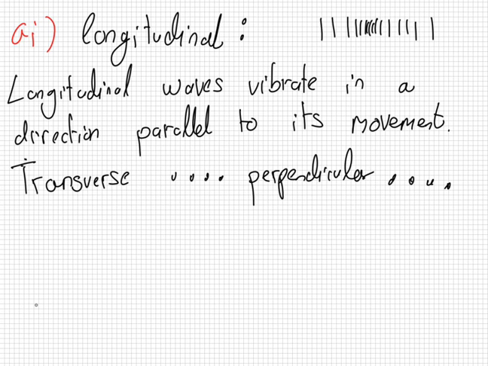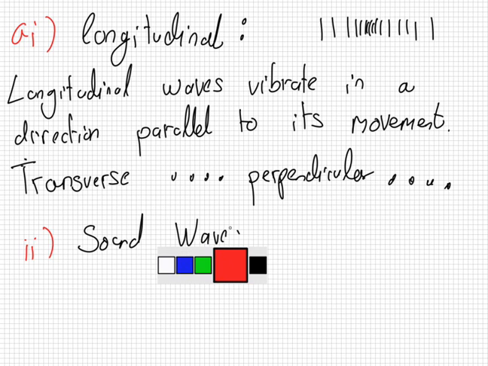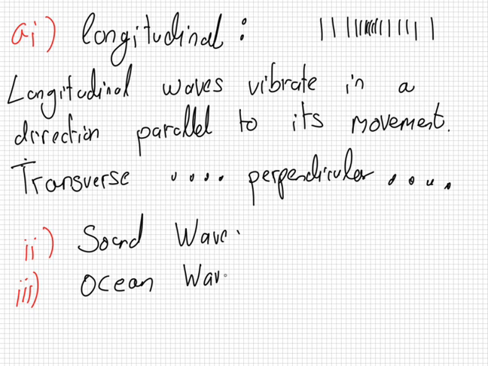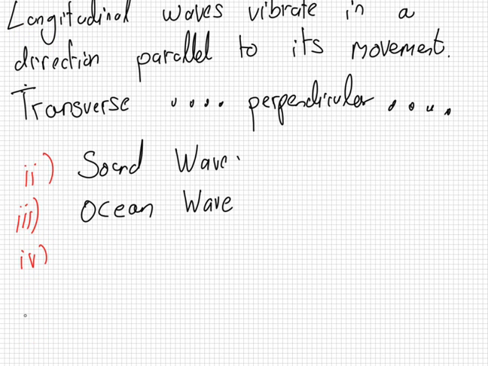Right, part 2. Give an example of a longitudinal wave. Yep. And then for part 3 now, transverse? Yeah, I think ocean wave is the safest, because light can be both, but ocean wave is just transverse. Right, now part 4: 3 properties common to all electromagnetic waves.